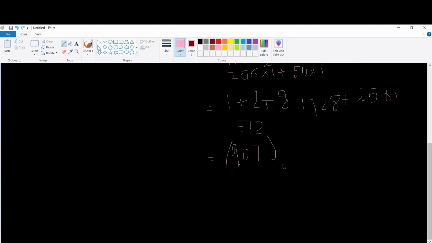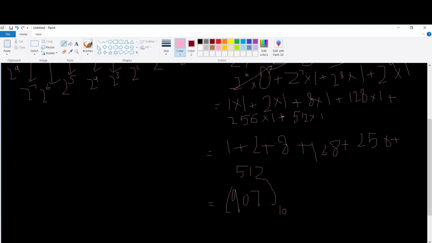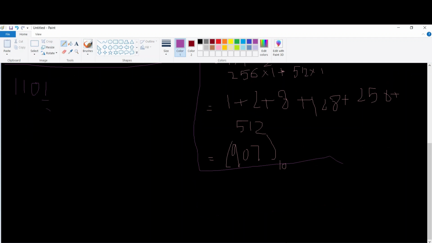Let's take an easier example of it. Let's say I have another number, that is 1101. Easier example. This would be 2 raised to power 0. This would be 2 raised to power 1. This would be 2 raised to power 2. And the last one would be 2 raised to power 3.